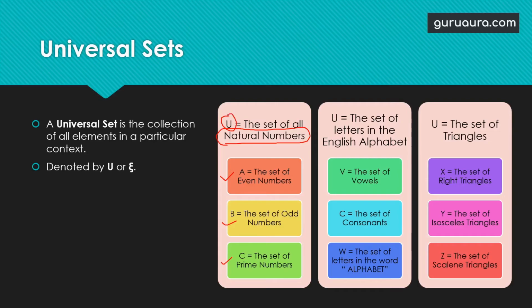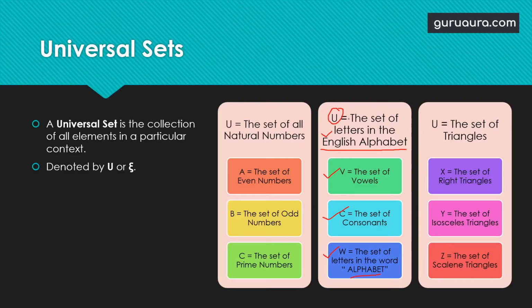Let's move to the next example. Set V, the set of vowels. Set C, the set of consonants. Set W, the set of letters in the word alphabet. As the elements of these three sets are the members of the set of alphabets, the universal set in this context would be the set of letters of the English alphabet.